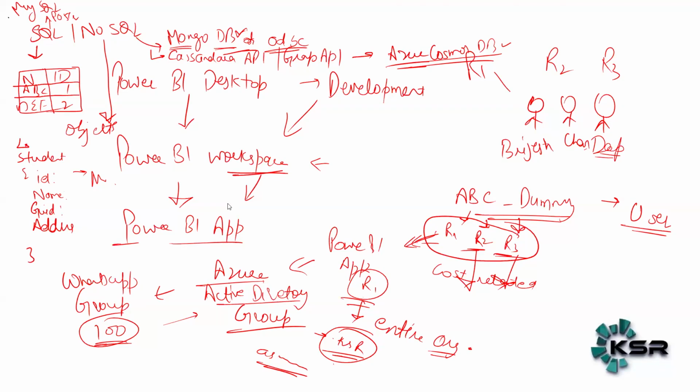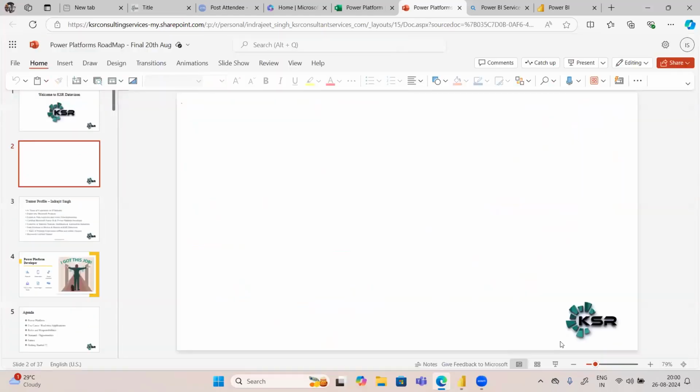Okay. Can you please repeat? I think it got too messy. Let me clean the slate and then try again. Do you want me to repeat everything or a particular part? Just the flow, the step by step. Are you clear with what SQL and NoSQL are?